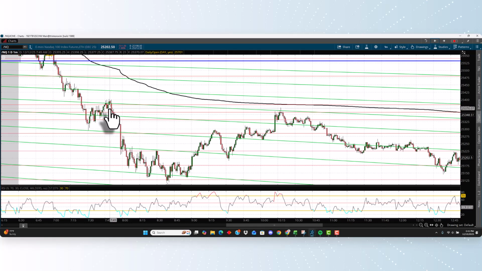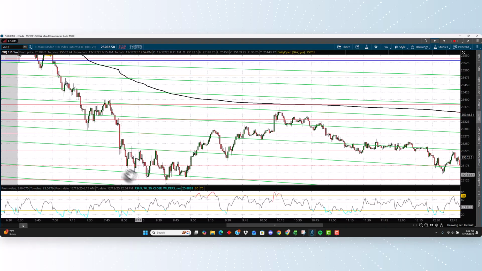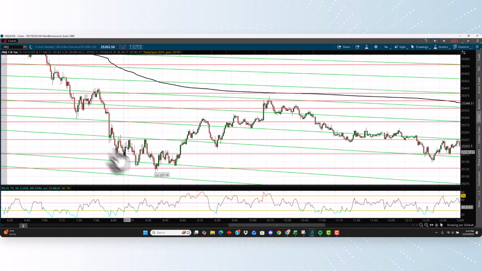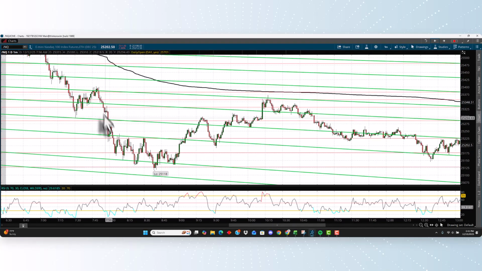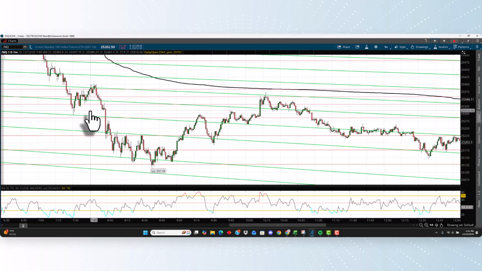It was 370 all the way down to the day session low, basically. Okay, but I usually don't stay in a trade that long, so I take my profit here and get out. It all depends on your trading style.